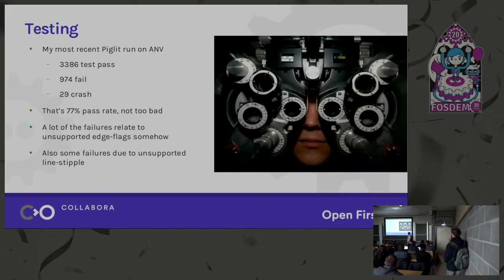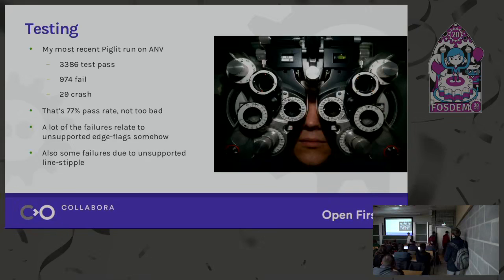I'm currently doing much more structured testing than before. These numbers are actually a little bit out of date. They were up to date 3 days ago, but now I've improved some stuff. So we have about 3,000-something tests passing. I think we're down to almost half of the failures now, and even fewer crashes. So that's probably closer to an 80% pass rate right now.